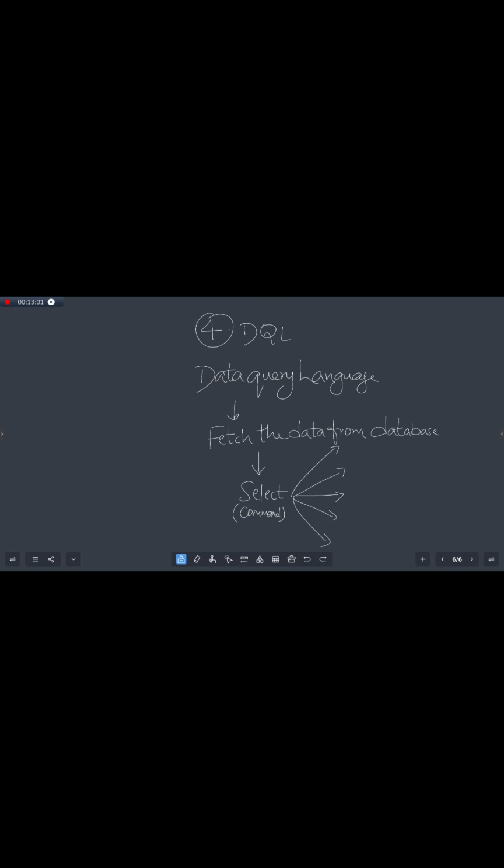With the help of clauses and the select command, we can further retrieve the data in a meaningful way. There are a few clauses that can be used with the select command: from, where, order by, group by, having, distinct, and limit. With the help of clauses and the select command, we retrieve the data from the database.